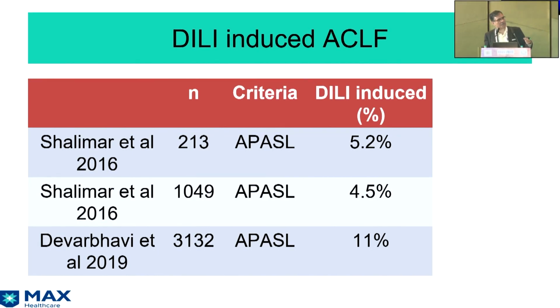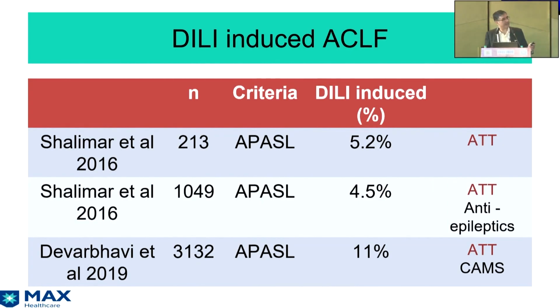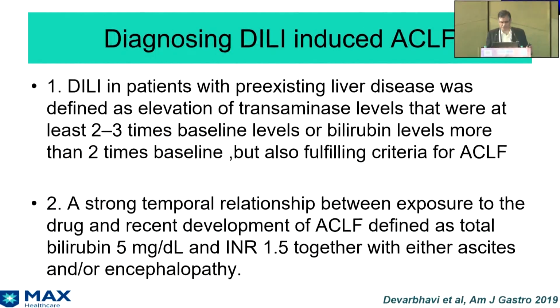And this one is from the Asia Pacific region by Harshad Devarbhavi. In the APASL ACLF Research Consortium (AARC) group, about 10.5 to 11% of patients had DILI-induced ACLF. And yes, in Asia, the most common cause of DILI-induced ACLF is anti-tubercular therapy, followed by anti-epileptics and herbal medications or complementary alternative medications.